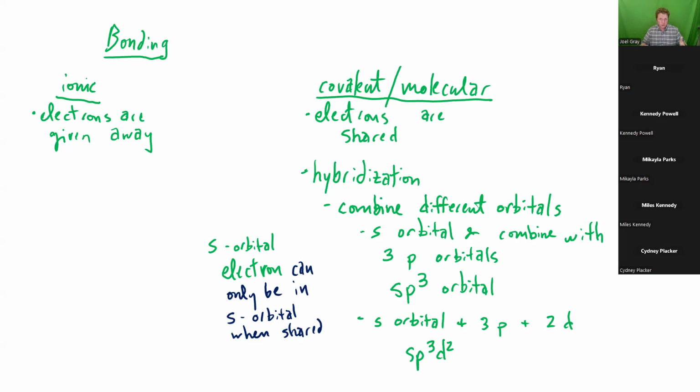So that's the rationale behind it. Now, in terms of where do you see this play out? I think the best way to think about it, and this is from my experience, 20 years tested: when we talk about the hybridization of something, ask the question, how many things is the central atom connected to?